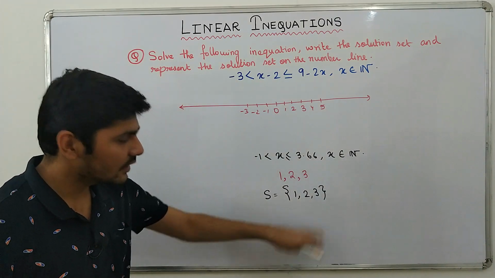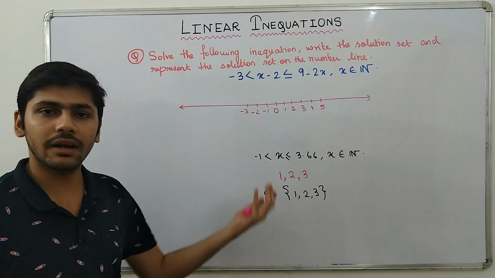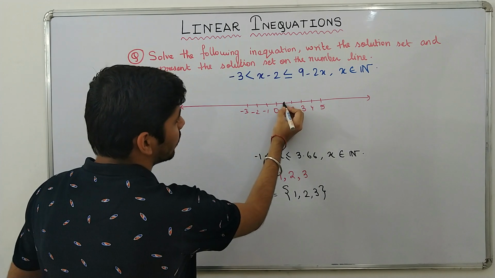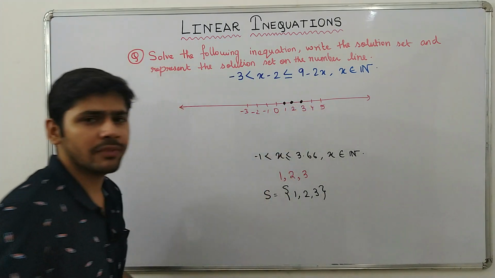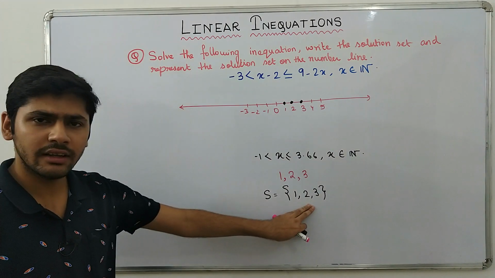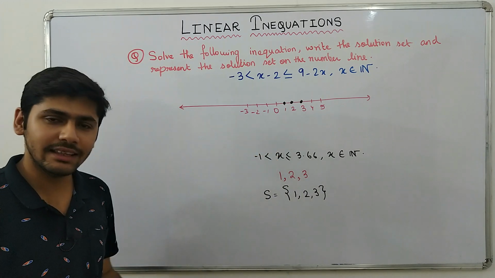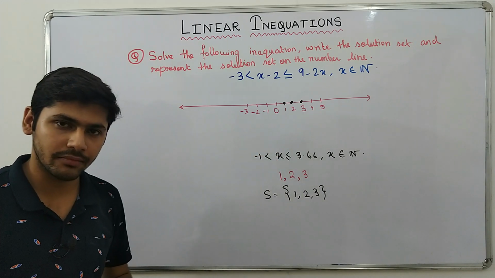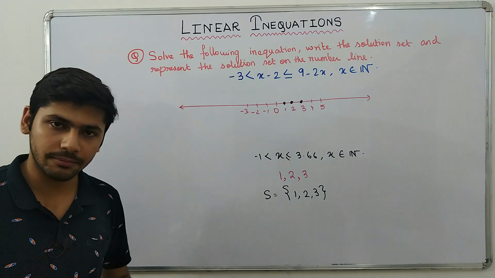Now, what is the solution set? 1, 2, 3. So we will simply mark 1, 2, 3 on the number line. So our solution set was 1, 2, 3. So we have marked 1, 2, 3 on the number line, and this becomes our representation. So this is how you will do when x belongs to natural number.